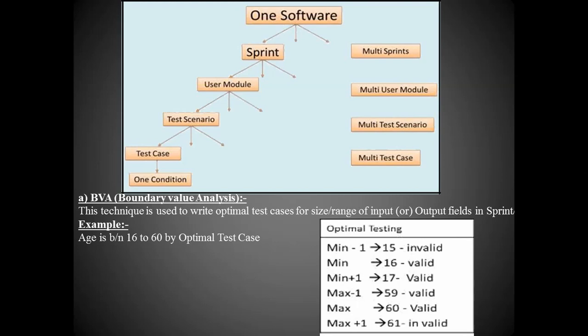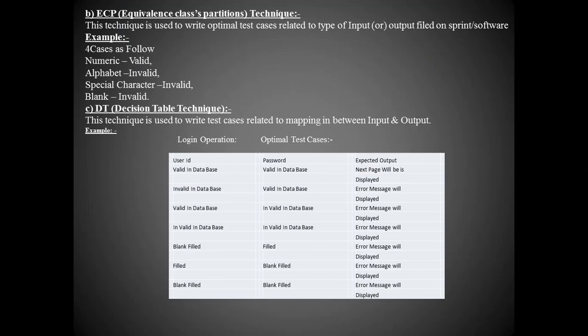If we are passing minimum minus 1, that means if we give 15, it should throw an error message, invalid age is entered. Minimum means 16, it is valid. Minimum plus 1 means 17, it is also valid. Max minus 1, 59, valid. Max 60, valid. Max plus 1, again it should throw an error message giving invalid age.